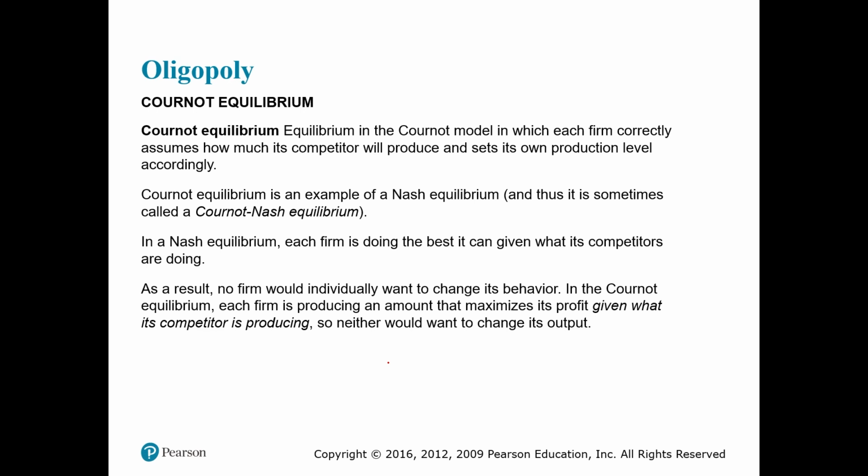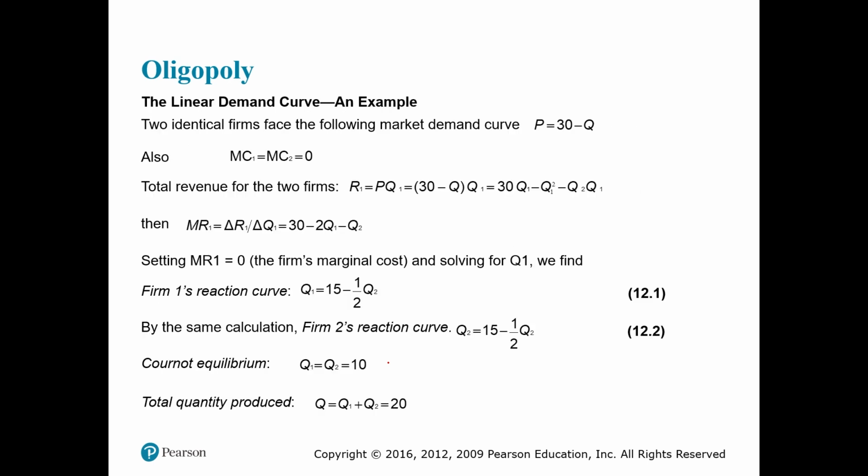In the Cournot equilibrium, each firm is producing an amount that maximizes its profit given what its competitor is producing. So neither would change its output in the Cournot equilibrium. So here is an example. We find the equations for reaction curves, and then we also determine the Cournot equilibrium quantity, how much they're going to produce if they cooperate or collude with each other, and if they compete, how much they're going to produce.